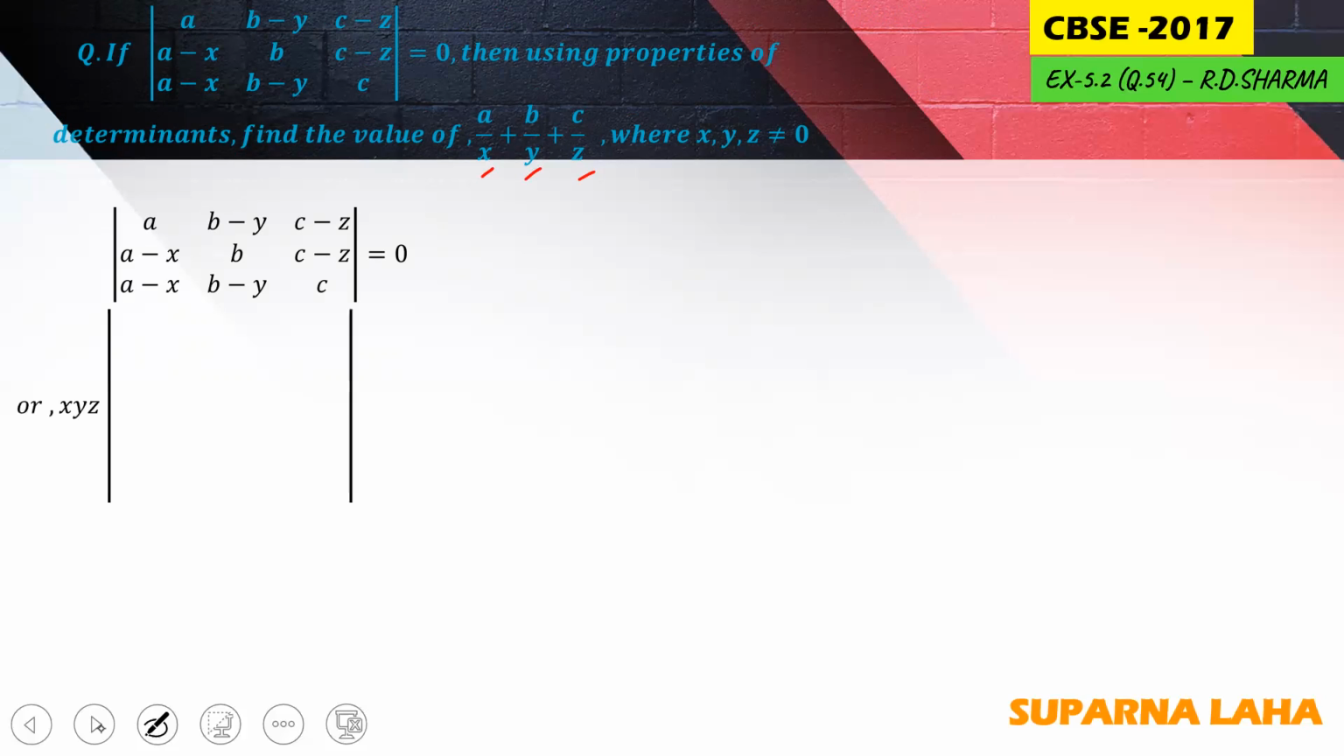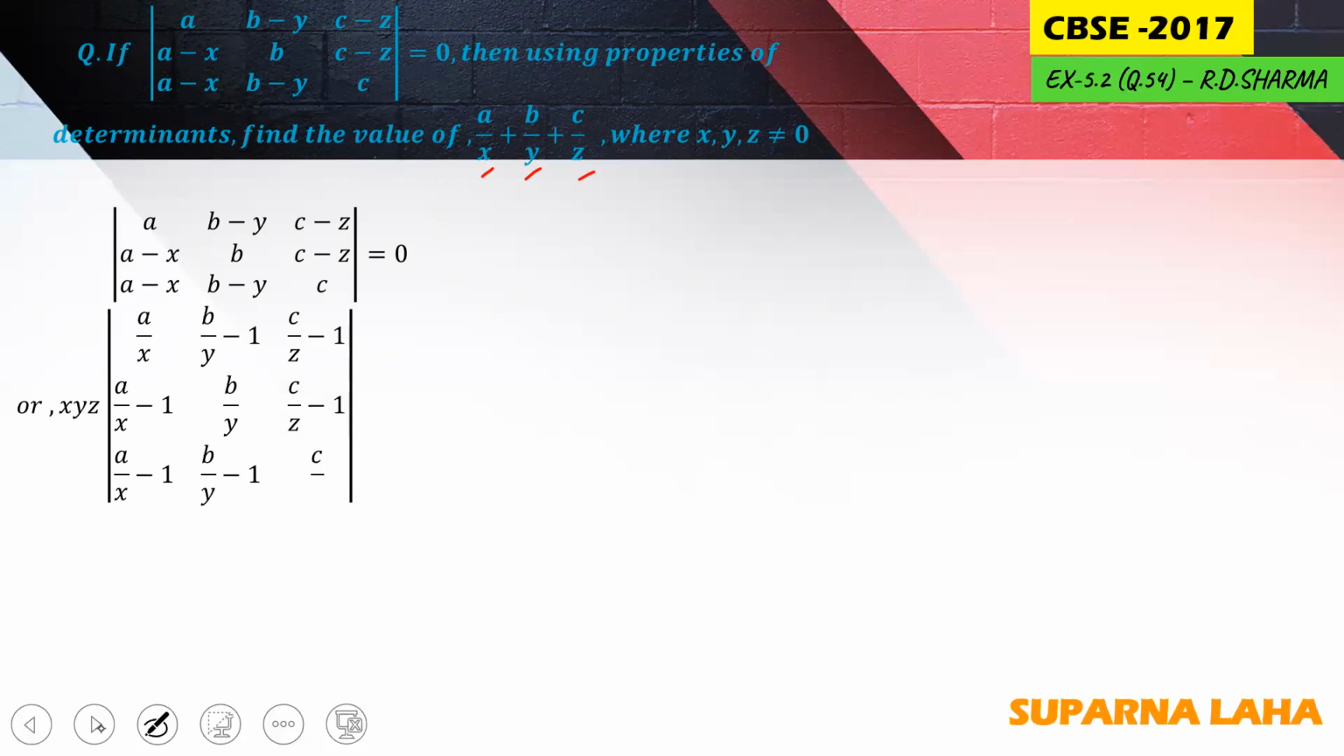So moving to the next problem. This determinant is 0, and you need to find the value of a by x plus b by y plus c by z. So write down this determinant, that is the equation. Now you need to find first a by x, b by y, c by z. That means you need to take common x, y, z from the first, second and third column.